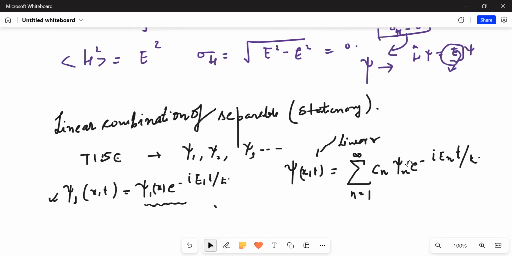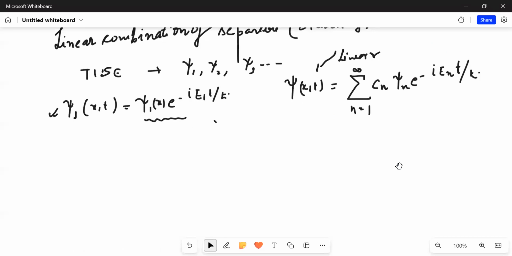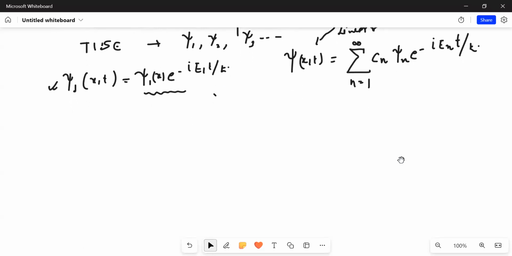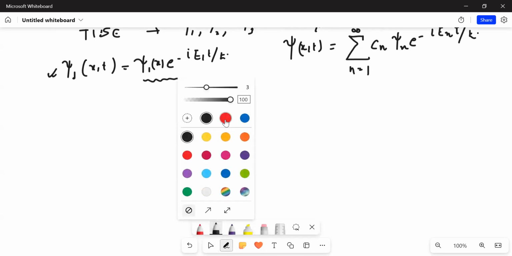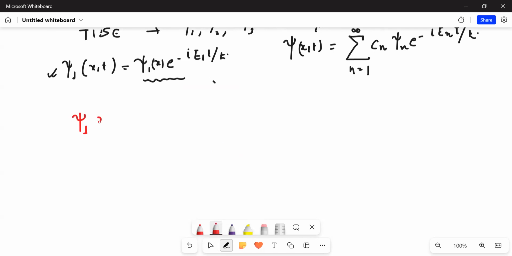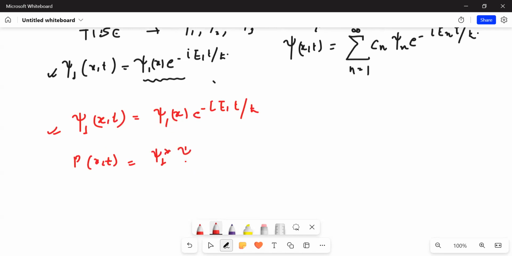However, I told you one more important thing. Let's say I'm talking about a particular stationary state, let us say psi1. Psi1 as a function of x and t, you can write as psi1(x) times e to the power minus i E1 t upon h bar. If I want to find the probability density, and the entire quantum mechanical system can be expressed by this wave function, then I would find that this norm would be time independent.